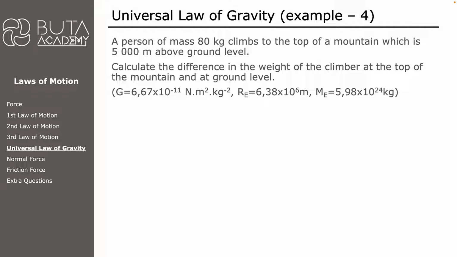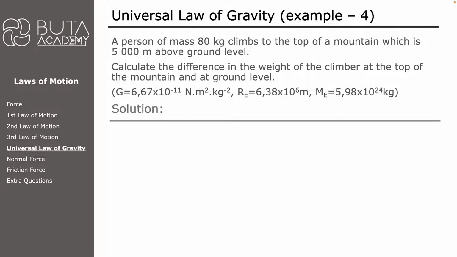In the first of these questions, we are asked to calculate the difference in the weight of a climber at the top of a mountain and at the ground level. Mass of the climber is 80 kgs and the height of the mountain is 5000 meters. The question also provides us with all the constants required in our calculations.